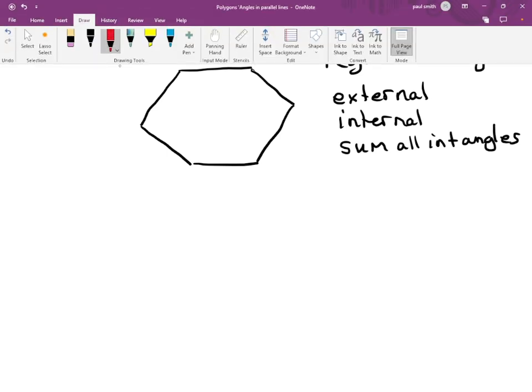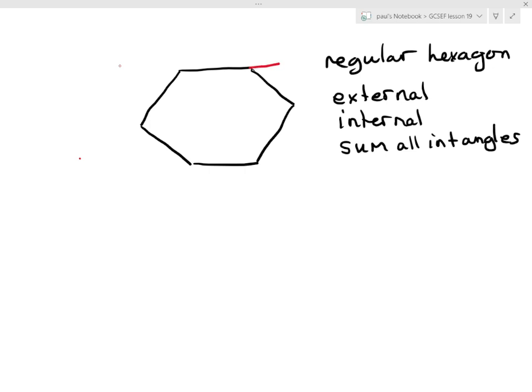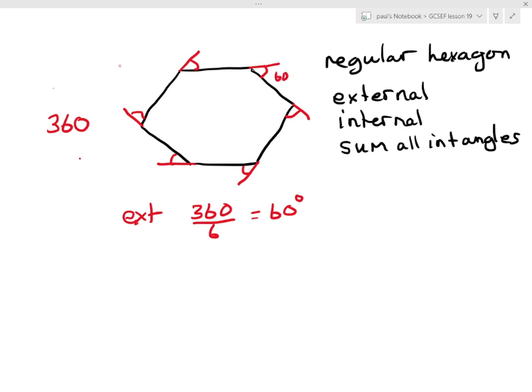Right, what is the external angle? The external angle is this. Just extend each side to make an external angle, like this. Now, we've got 6 of them, yeah? Now, all the way around is 360 degrees. So to find the external angle, we would just do 360 divided by the 6 sides, all the 6 angles, which is 60 degrees. So we can put 60 degrees up there.